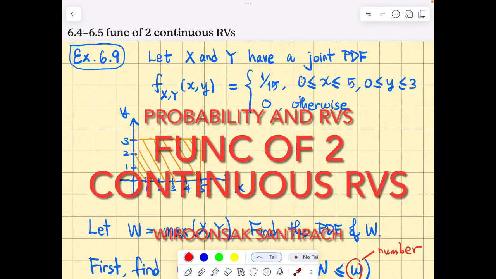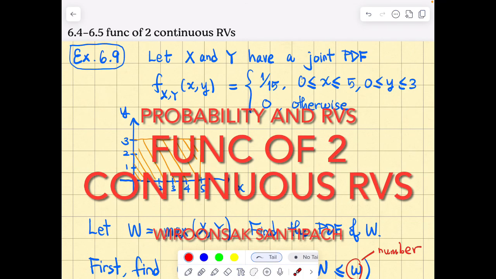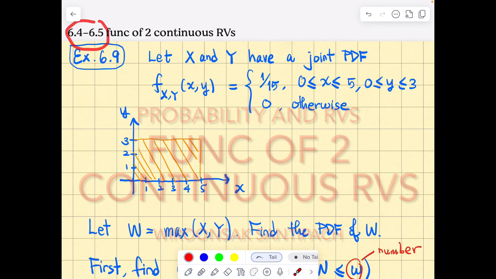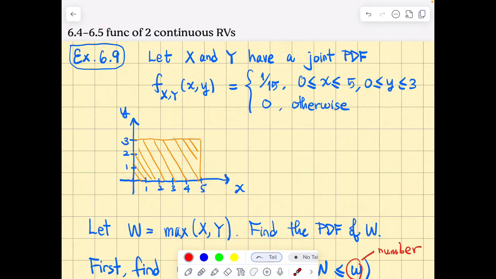For this clip, we're gonna talk about section 6.4 and 6.5 in the book. It's about functions of two continuous random variables. Previously, we have talked about discrete random variables. Now it's gonna be continuous random variables. So this is from the first example. We're gonna look at example 6.9 from the book.